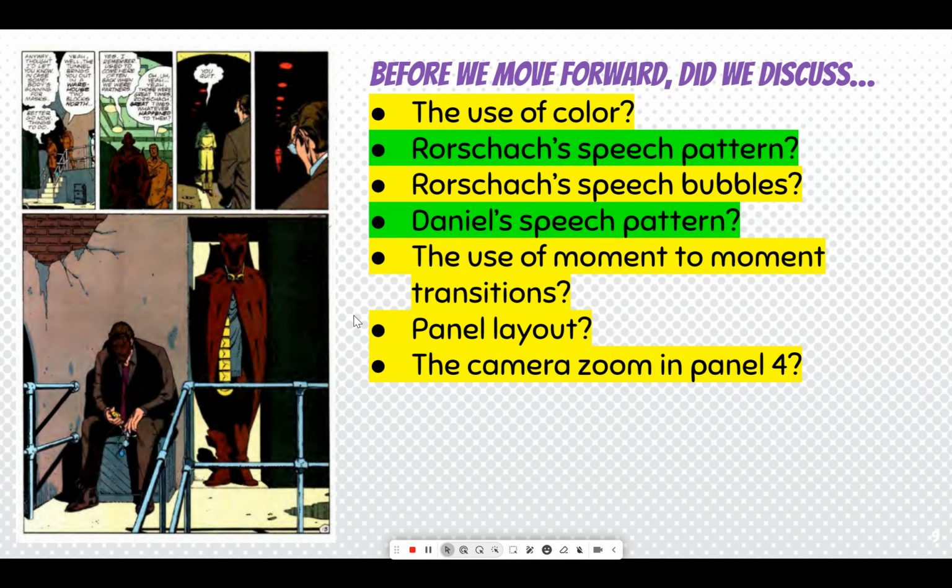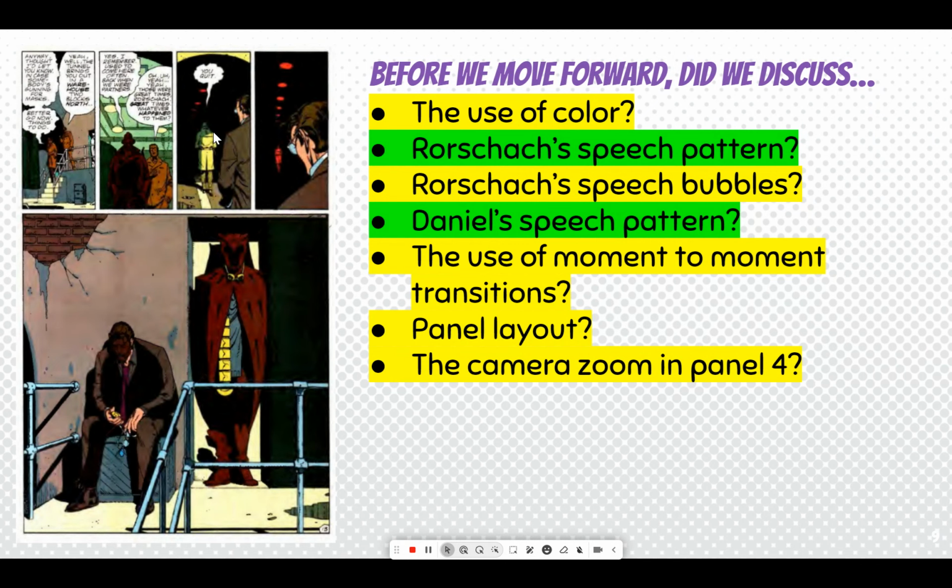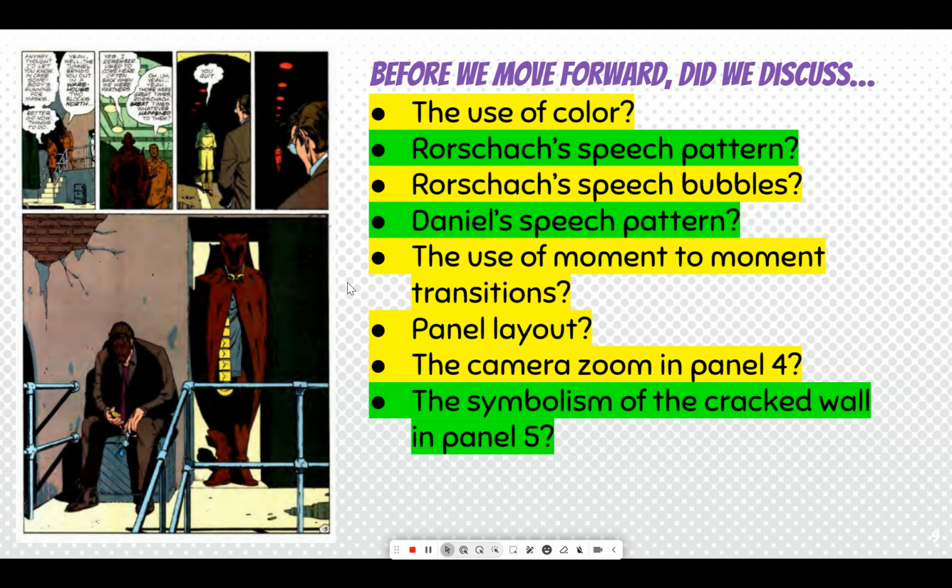Did you notice the camera zoom in panel 4, right? The fact that instead of staying right here where it is and then depicting the same thing, the camera zooms in over Dan's shoulder. Did you notice the symbolism of the cracked wall in panel 5 and the spill on the floor? Why might that be important? How might that also be connected to the author's message about identity?